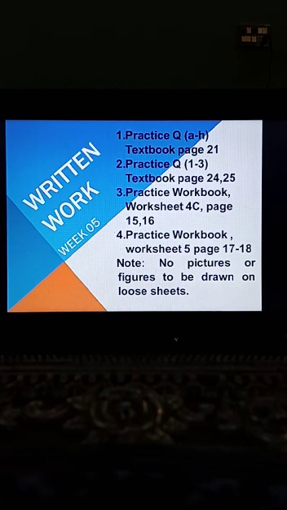Remember, boys, no pictures or figures are to be drawn on the loose sheet. Just write the basic answers on your loose sheets.